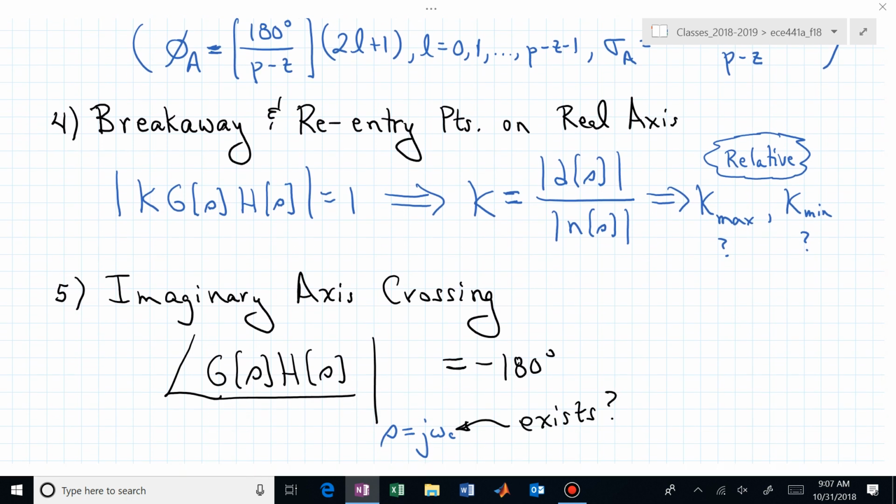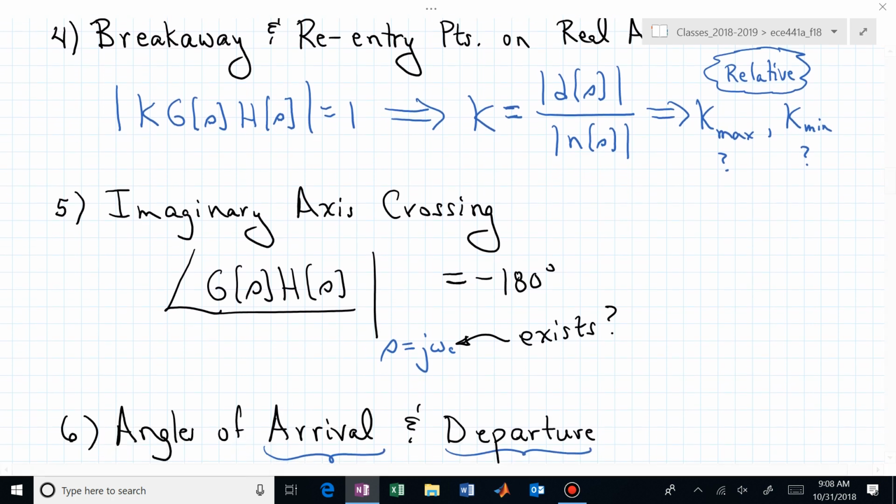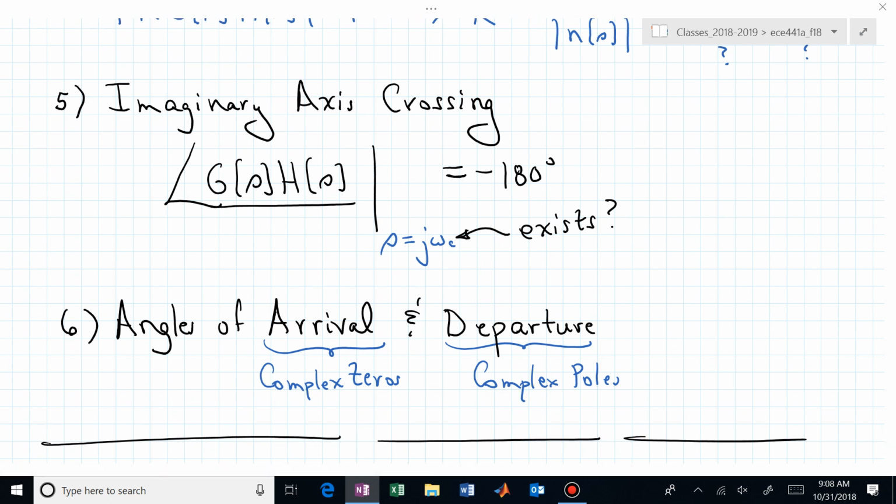Breakaway and reentry points deal with relative minimum and relative maximum of k on the real line, and you can find that numerically. You can find it sometimes analytically by differentiating a polynomial. You can use several techniques for finding these or going through these particular rules.